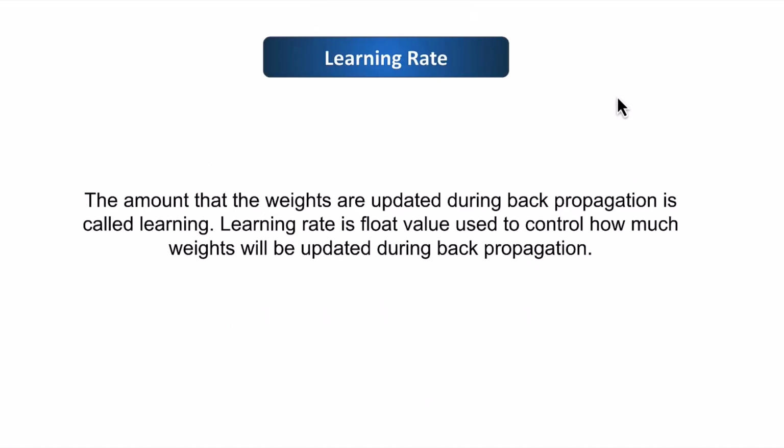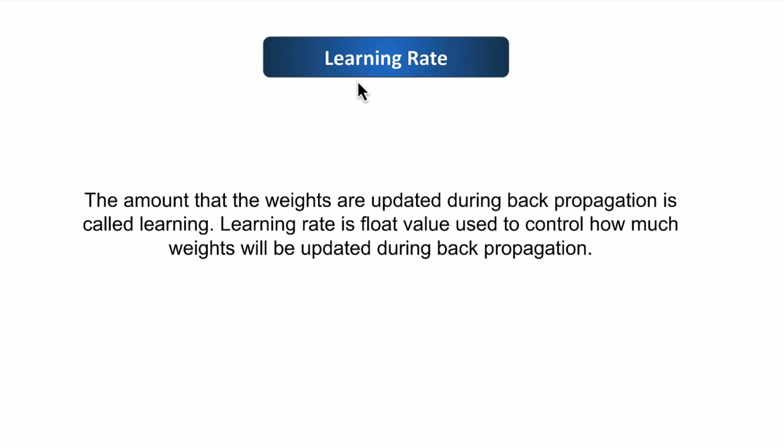After backpropagation, the next important thing is called learning rate. Learning rate is a float value used to control how much weights will be updated during backpropagation. As during backpropagation we are updating the weights, there we use this float value, and its role is to control the amount by which those weights will be updated.